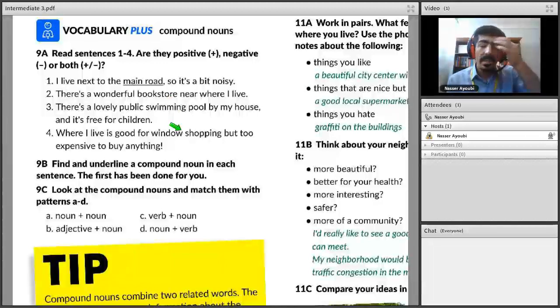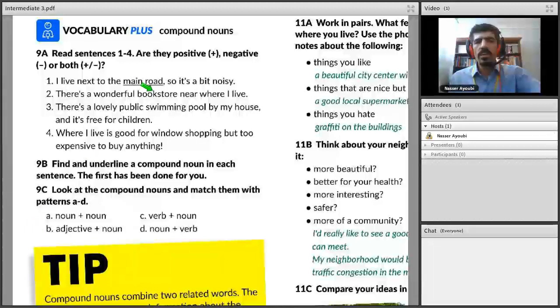Okay, these compound nouns can be made of different combinations. It can have both sides as nouns, or adjective and noun, verb and noun, or noun and verb. In number 1, main road. Main is adjective, road is noun. So adjective plus noun is for number 1.